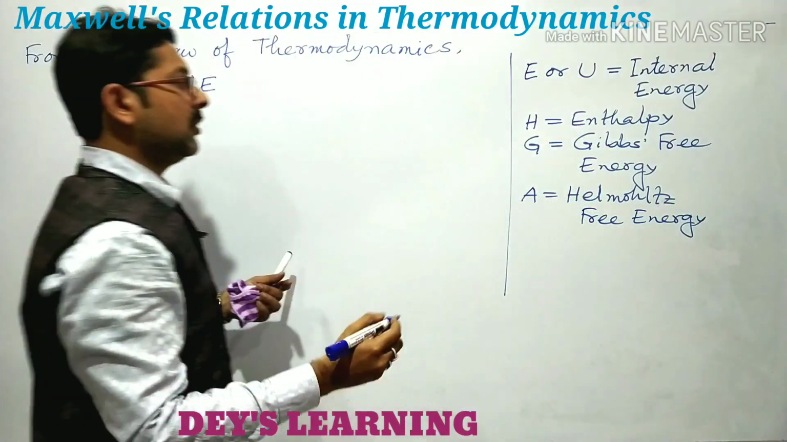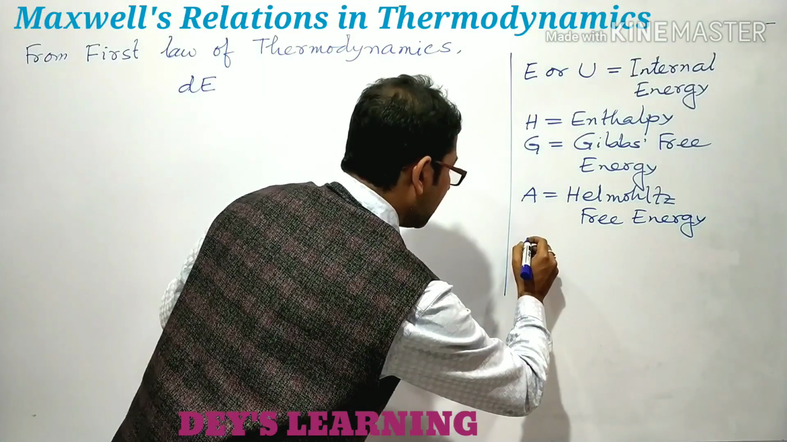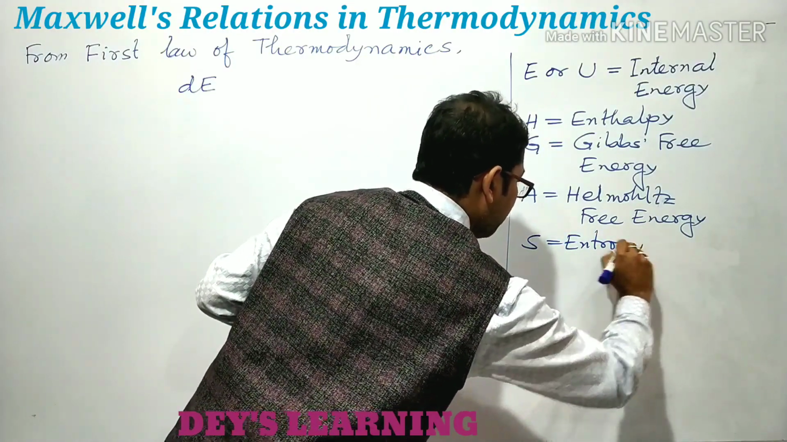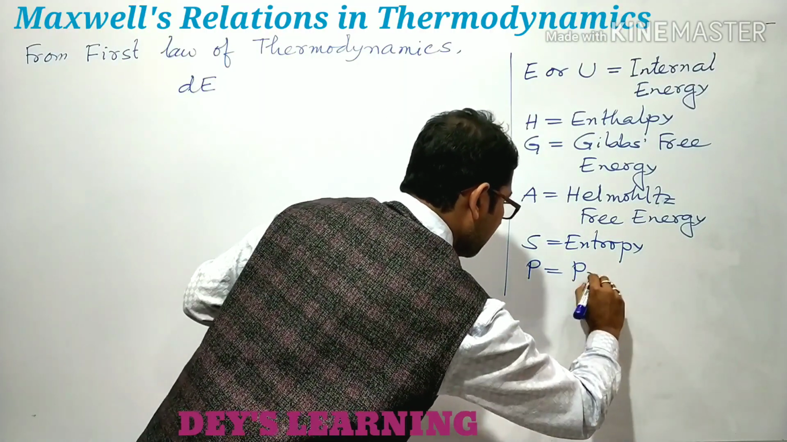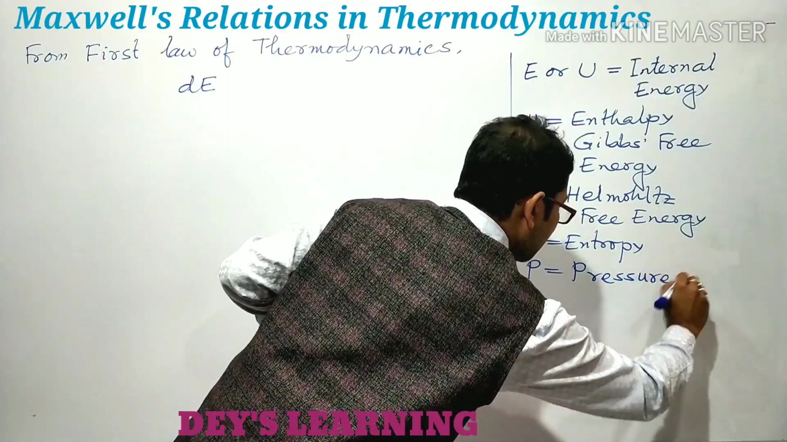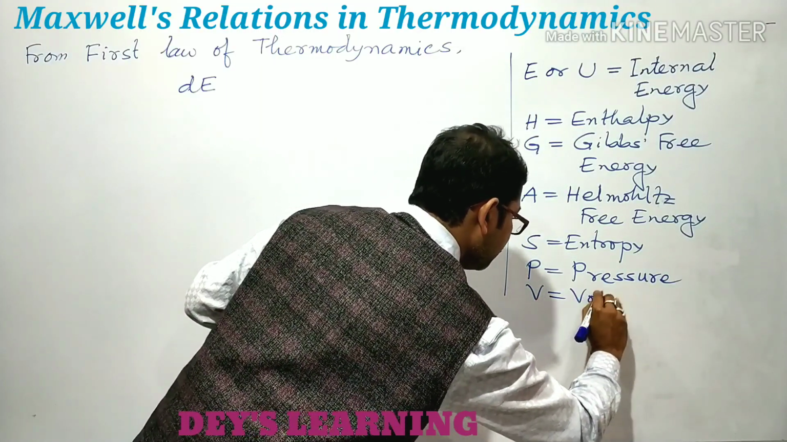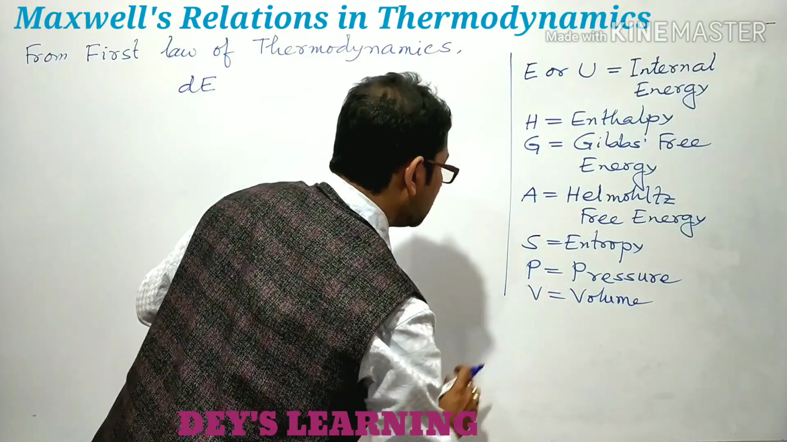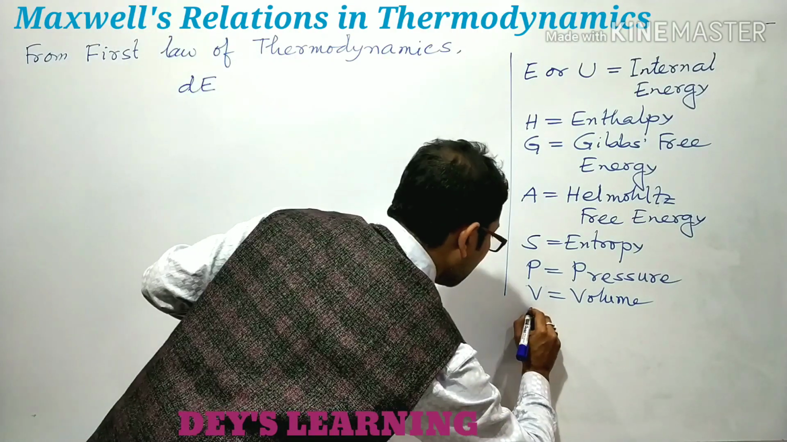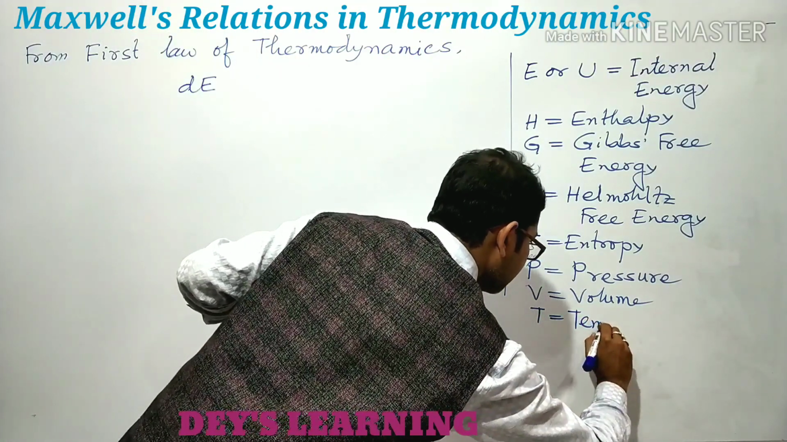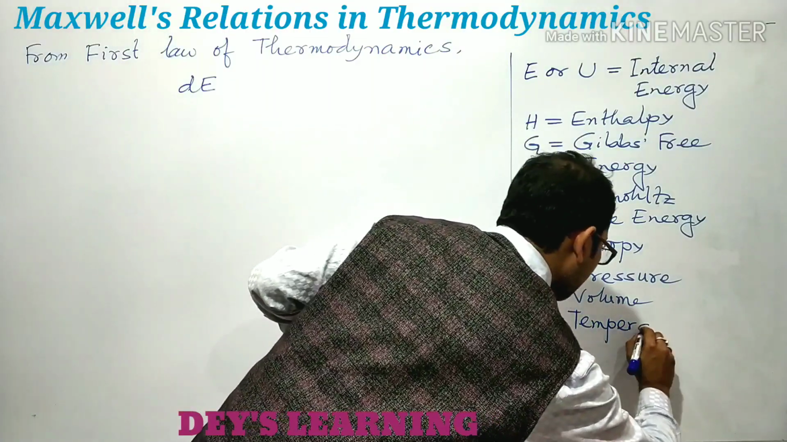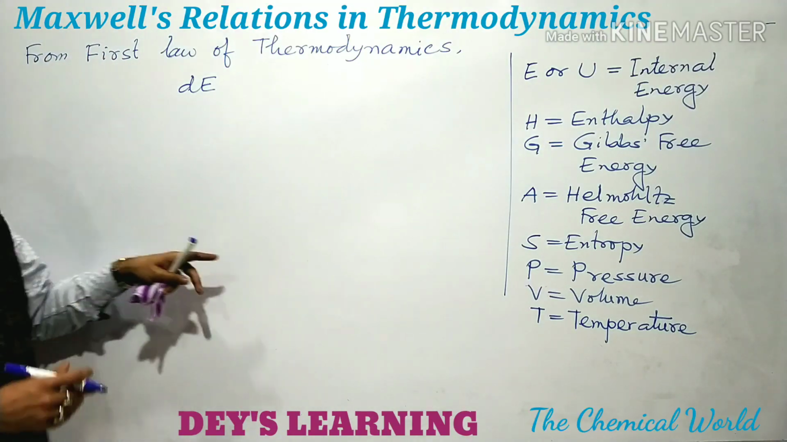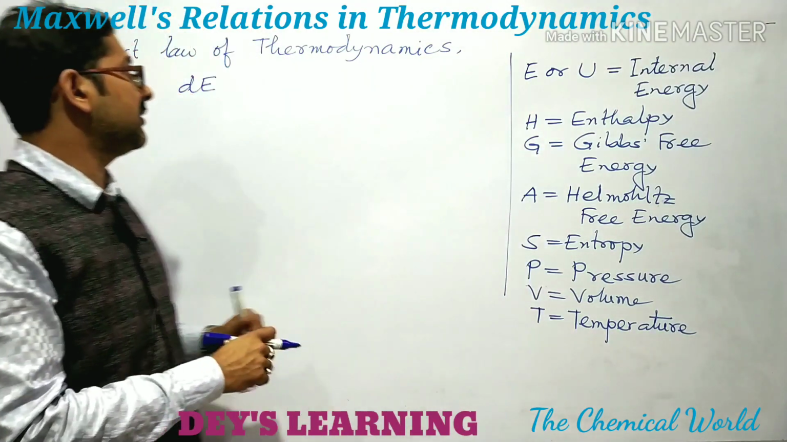And there are other parameters like P for pressure, S for entropy, V for volume, and lastly T for temperature. So in Maxwell relations, all the thermodynamic parameters are correlated.